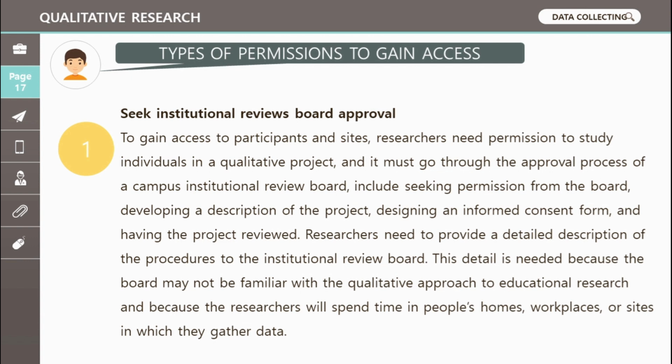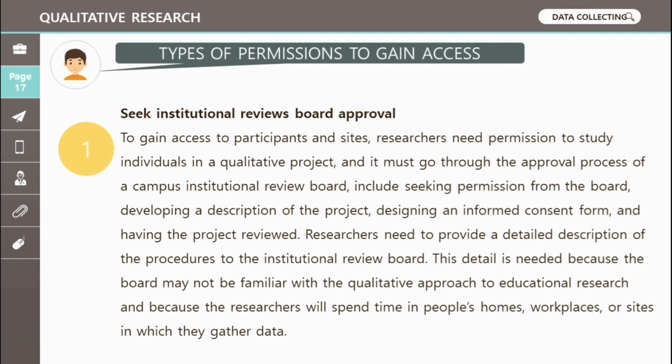The first type is to seek institutional review board approval. To gain access to participants and sites, researchers need permission to study individuals in a qualitative project, and it must go through the approval process of a campus institutional review board, including seeking permission from the board, developing a description of the project, designing an informed consent form, and having the project reviewed.